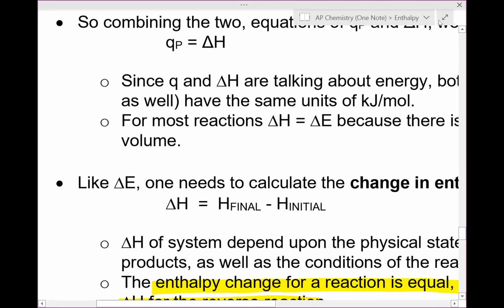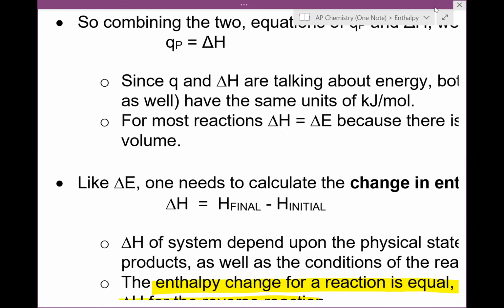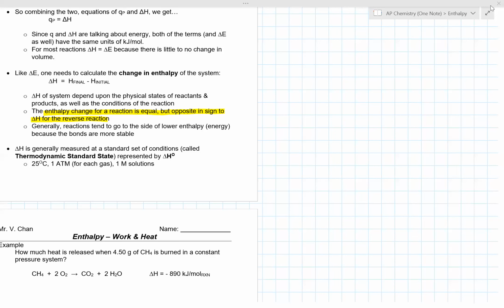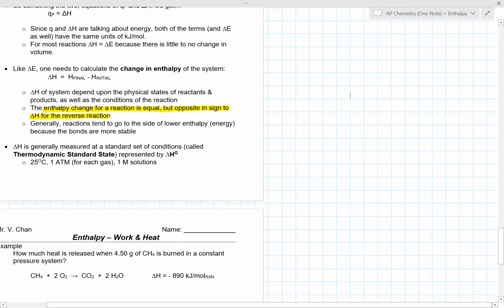Oopsie. And whoopsie. Meeting, share screen. Sorry, a little bit of technical glitches there.